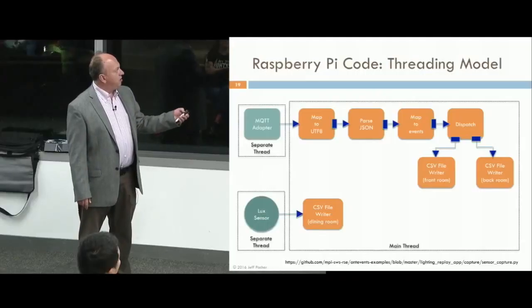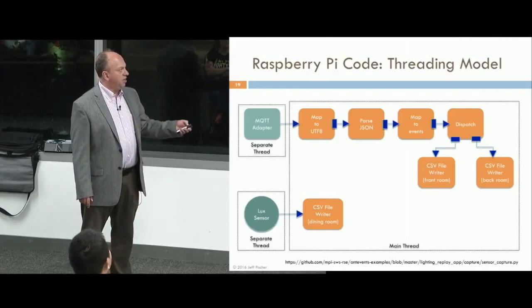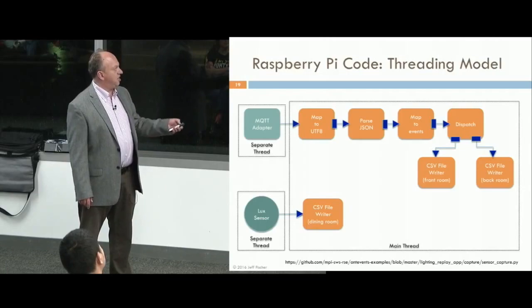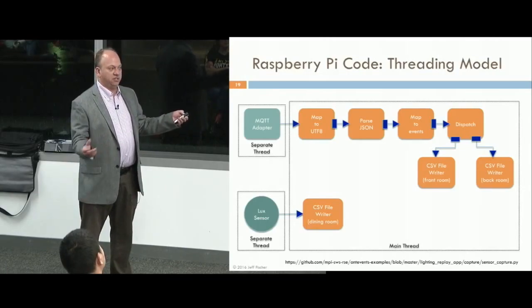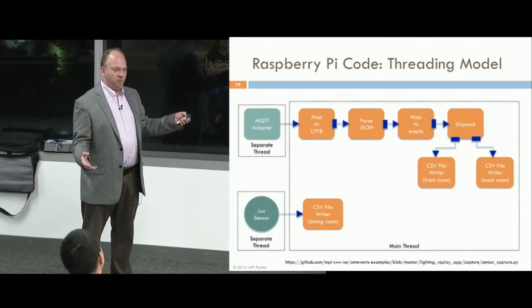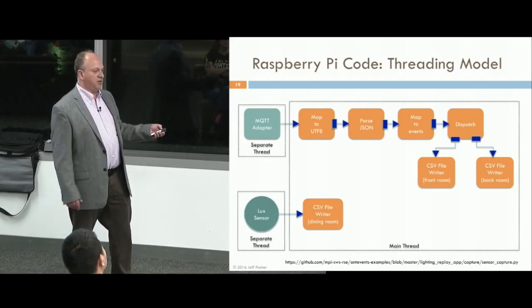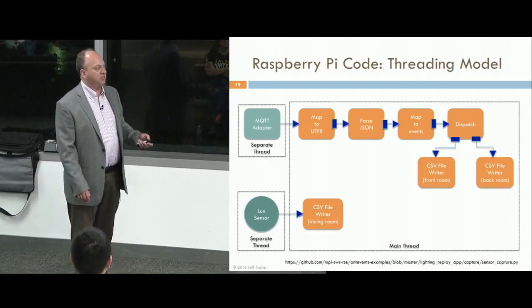And one of the things is that AntEvents will handle the threading model for you. So all this is event-driven code running in the main thread. But for MQTT, there's a separate event loop, so we have to run that in a separate thread. And this is running in a separate thread. But all that's handled through AntEvents.